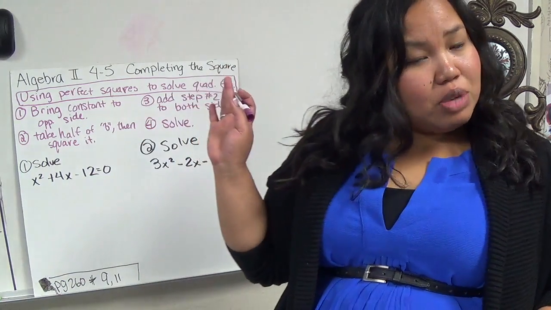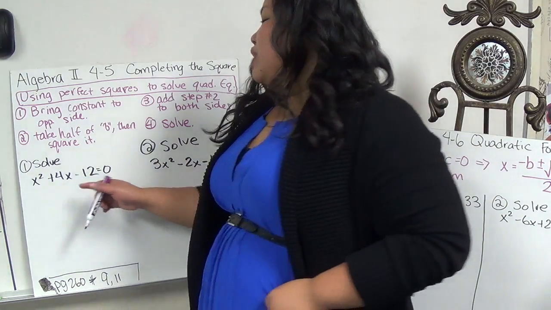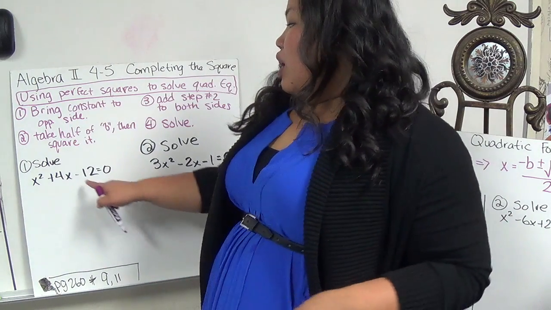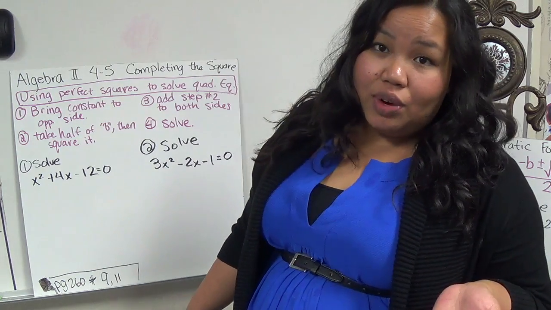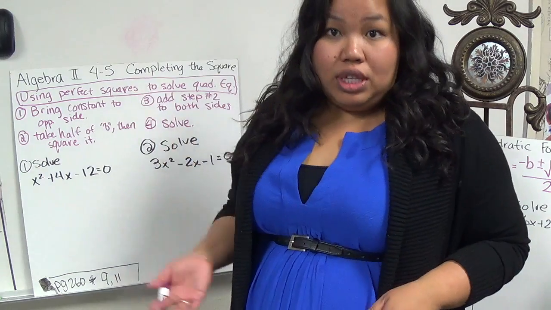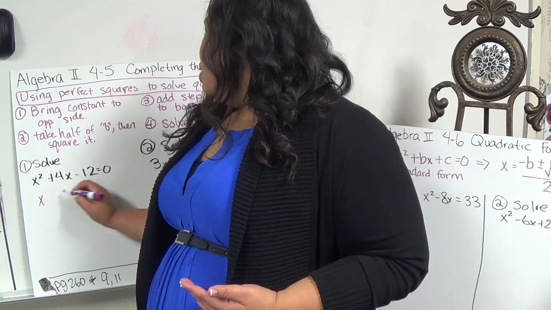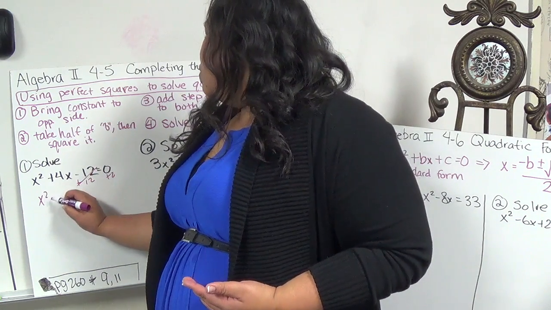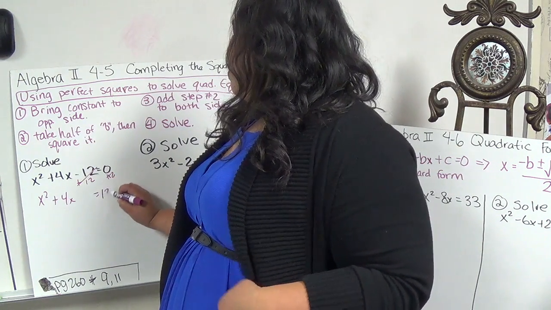Again, if you have no idea what I'm talking about, let's do an example and see if it clarifies things a little bit. So it says x squared plus 4x minus 12 equals 0. Now, negative 12 is not a perfect square. I can do whatever I want to these equations as long as whatever I do to one side, I do to the other side. So I add 12 to get rid of it, and I end up with x squared plus 4x equals 12.